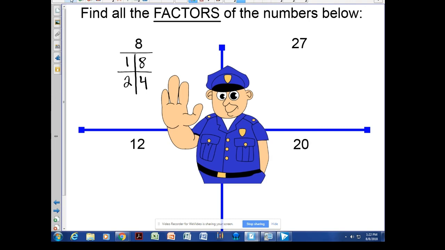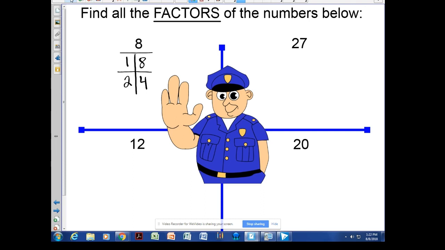The opposite of multiplication is division. So these are also the numbers that I can divide 8 by and also get nice, clean, whole numbers. 8 divided by 8 is 1. 8 divided by 4 is 2. 8 divided by 2 is 4. And 8 divided by 1 is 8.